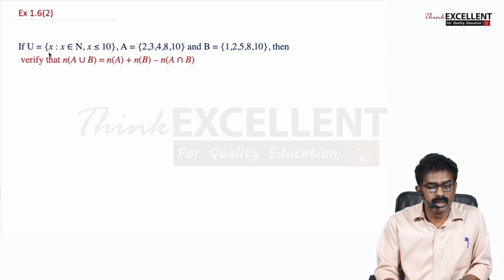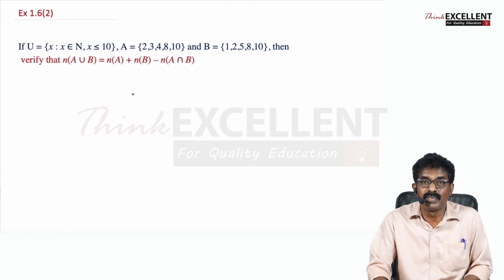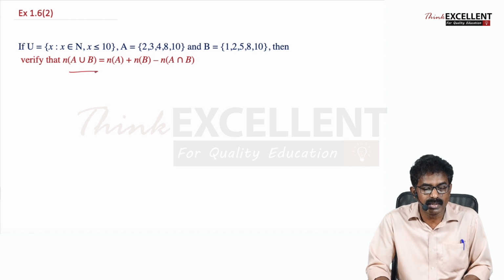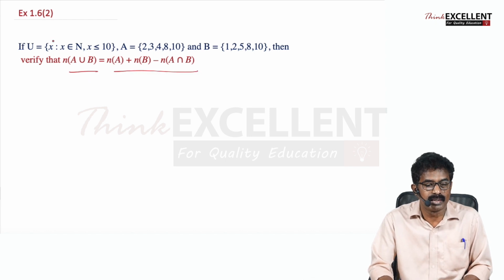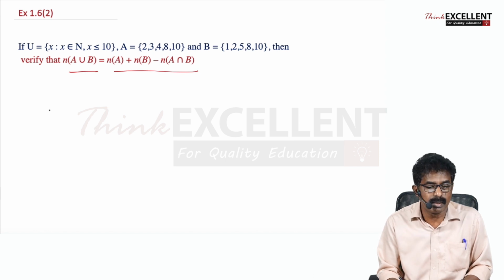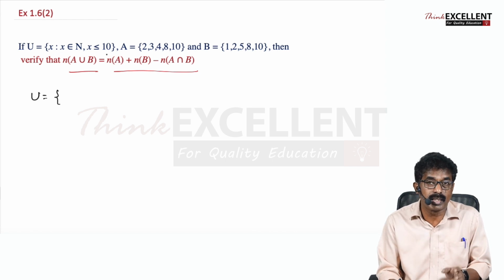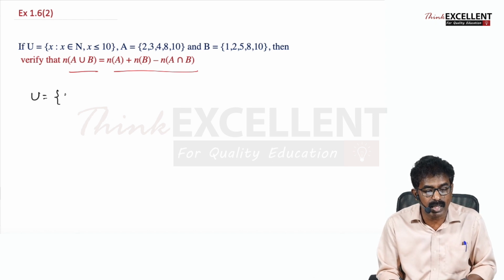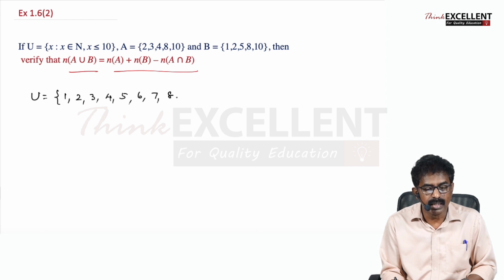Now look at the next question. This is to verify the addition theorem. So you find LHS and RHS. Check whether the answers are the same. But the only thing here is the universal set is given in set builder form. Others, A and B, are given in roster form only. U equal to set of all x, x is a natural number less than or equal to 10. Up to 10 you can take, natural numbers starting with 1. So 1, 2, 3, 4, 5, 6, 7, 8, 9, 10.